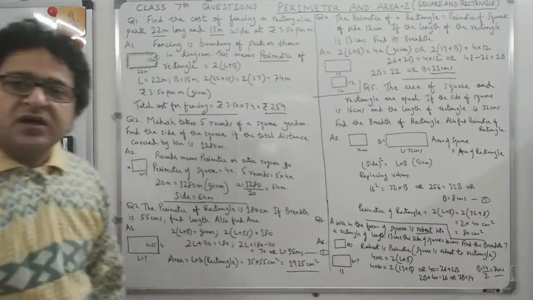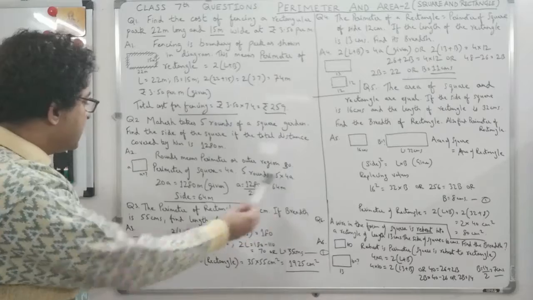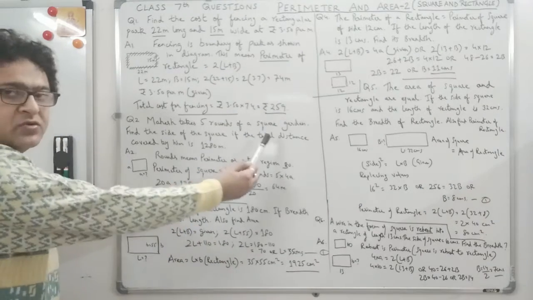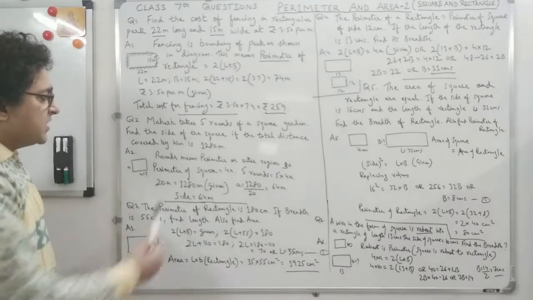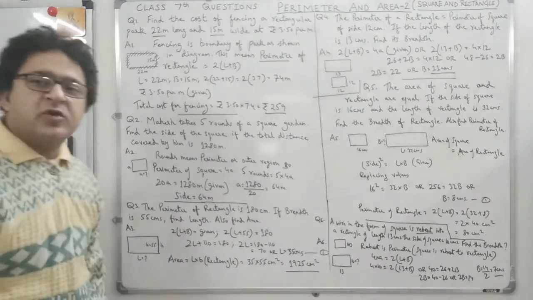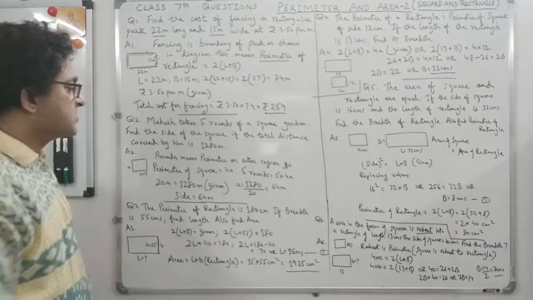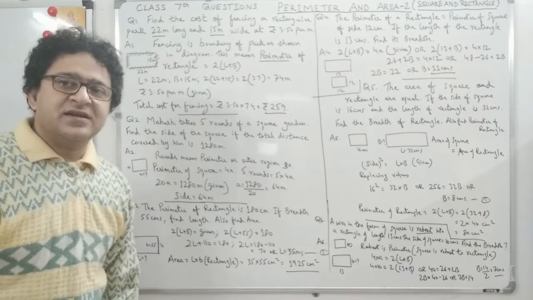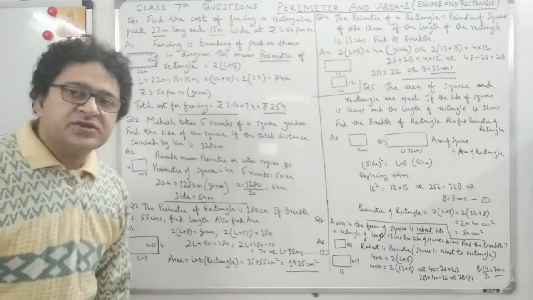And then how many rounds has he taken? 5 rounds, which means 5 into 4A, which means 20A. So 20A is how much? 1280 meter is given, because when he takes 5 rounds, then he covers 1280 meter. So 20A is 1280 and A is equal to 1280 upon 20. So students, this becomes 64 meter, right? So 64 meter is A, which is the side of the square, and that is the thing which is asked here. Let's do the third question.